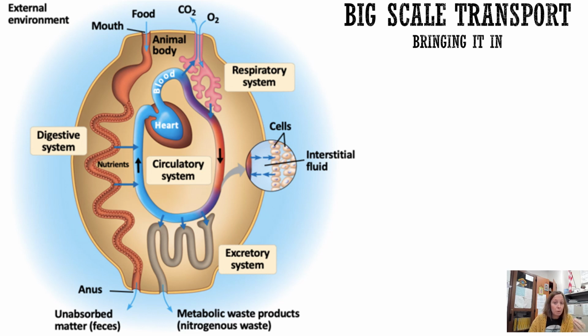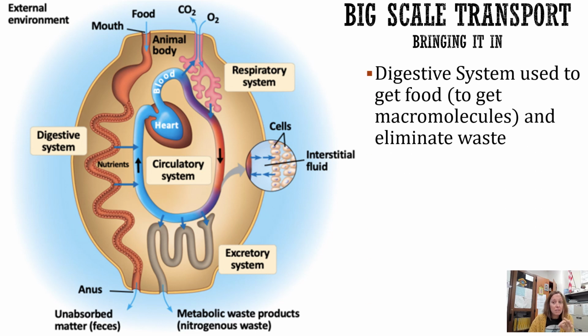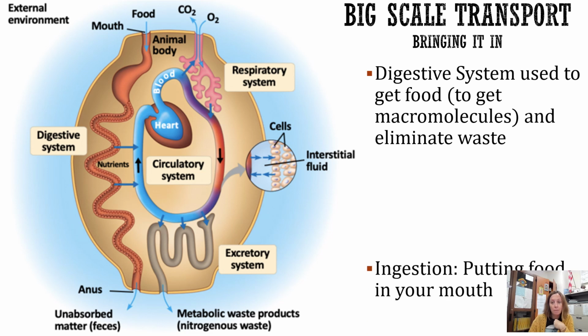Big scale transport, we did this before. You've seen this slide before, okay? It's going to say something a little bit different, so still write it down. For the digestive system, the big scale transport is used to get food, so our macromolecules, into our bodies, and it's used to eliminate waste.